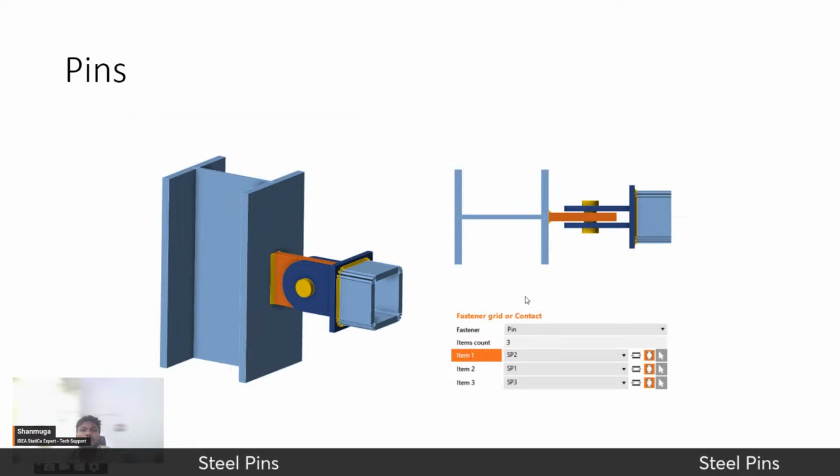While choosing the pin, by default, you have this item count as 3. A separate checklist has been provided for the pin analysis. The calculation formula can be observed after the result, in the report page.